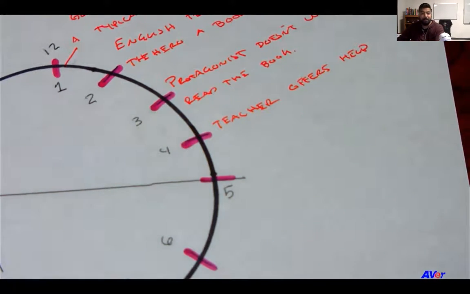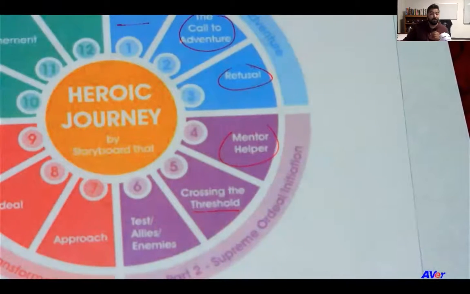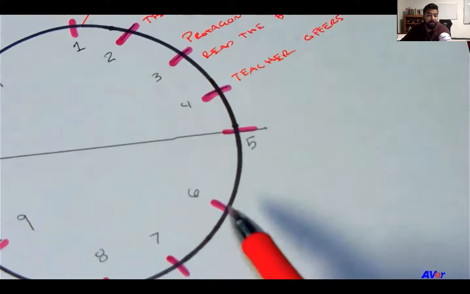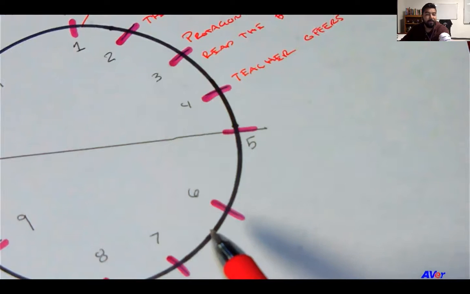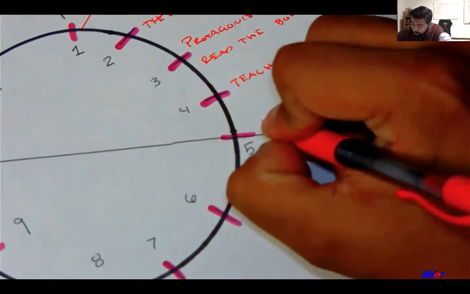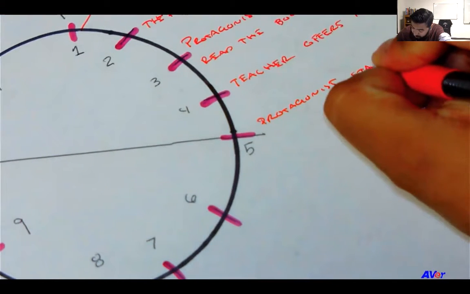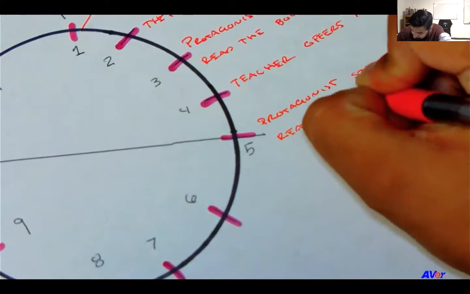Because the next step is one of the biggest in the story. It's called crossing the threshold. Crossing the threshold is also what we call the point of no return. When you cross the threshold, you move from the familiar world to the unfamiliar world. You move from the safe and comfortable to the dangerous and uncomfortable, right? So that's what step 5 is. Step 5 is I start reading the book. Protagonist starts reading the book.